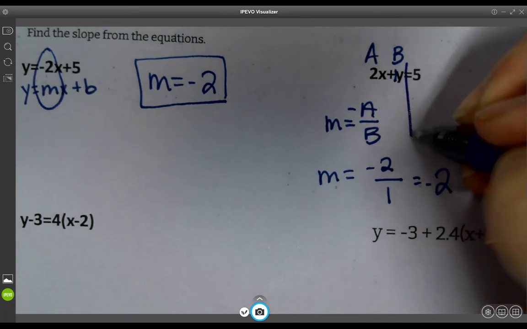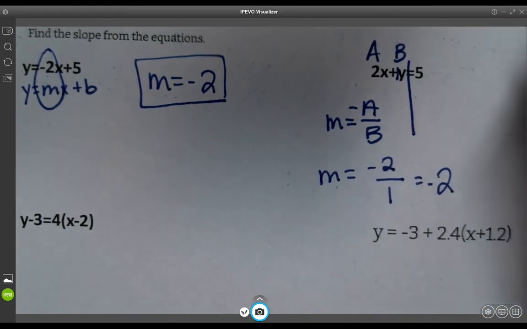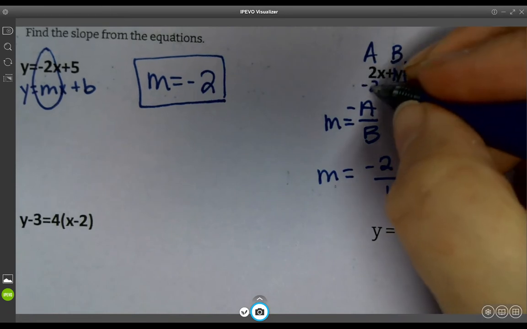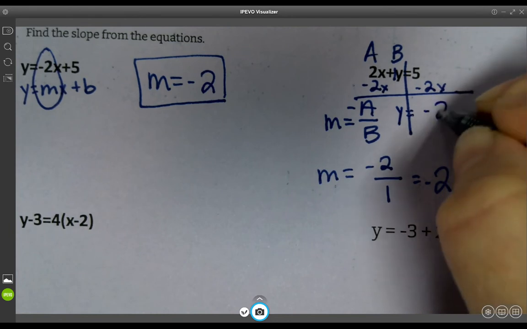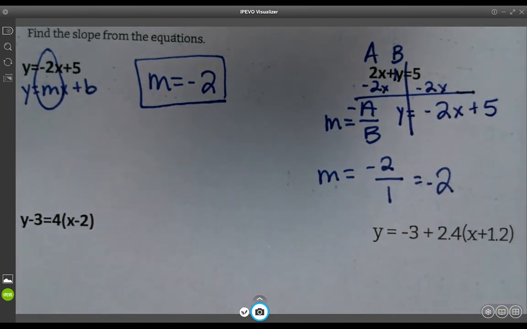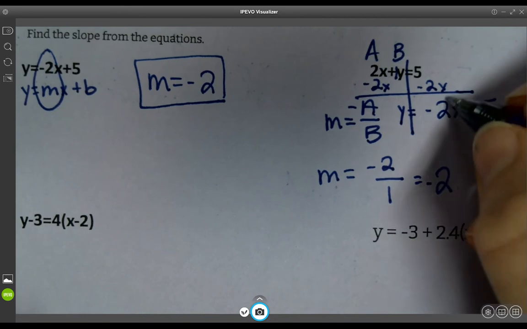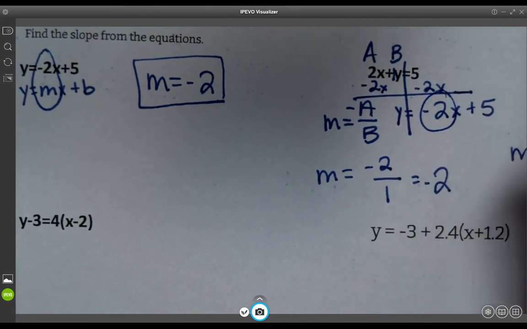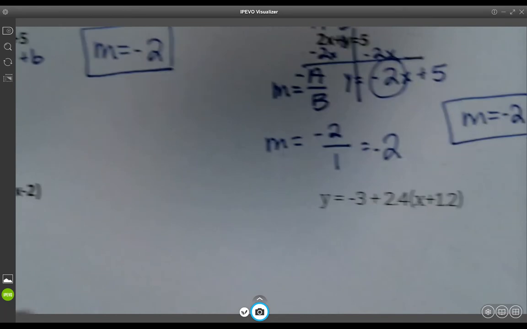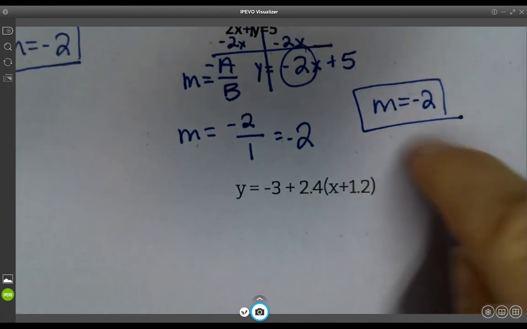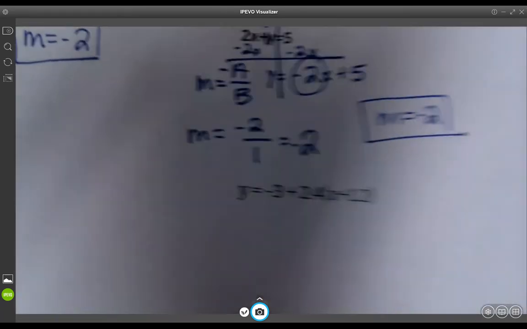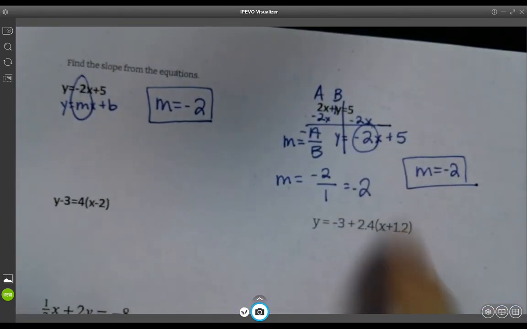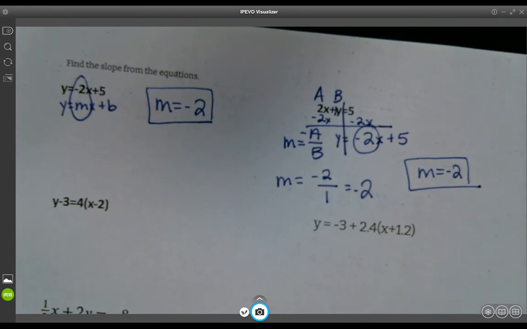So let's say we wanted to solve it out because we forgot this. We would just need to get y by itself. So we'd subtract 2x on both sides. And we get y equals negative 2x plus 5. Same thing, right? m equals negative 2. So either way you go, you'll still get the same slope of negative 2 on that one. And actually, these are the exact same problems, just written in different forms. It's not always the case. That's just how those two are set up.